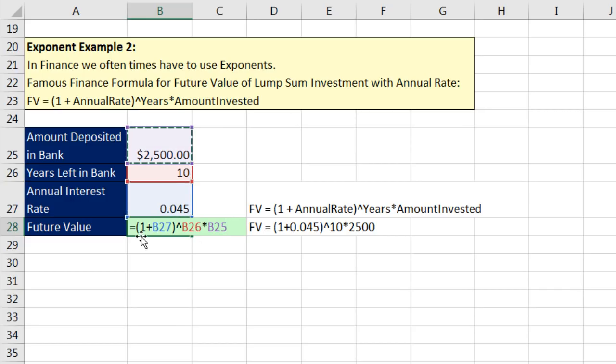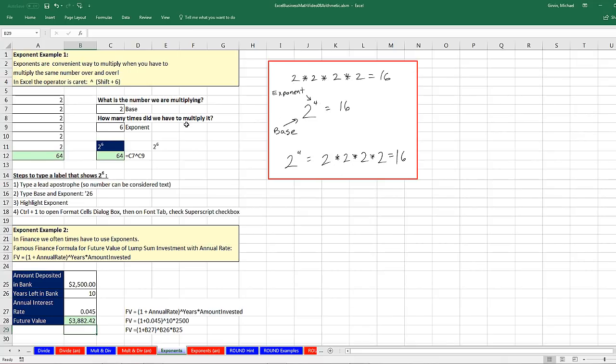Now, we'll talk in more detail about what that formula means. But for us right now, we're seeing a relevant example of when we have to use an exponent in a math class like this. When we hit Enter, that's the amount. So in 10 years, we put in 2,500. We take out 3,882 and 42 pennies. Now, those were 2 examples for exponents. And we have one more topic.